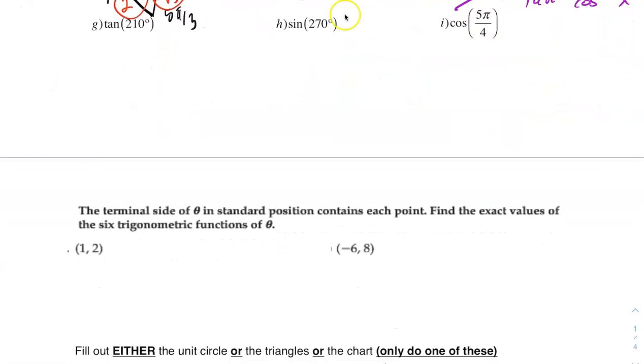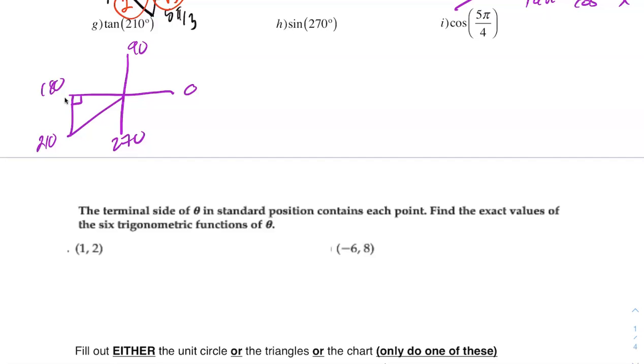Next one, tan of 210. So here's 0, here's 180, here's 270, 90. 210 will be over here somewhere. So between 180 and 270. Remember, all I care about is the angle. So you make a triangle here. Always go to the x. Find your reference angle. This is 210, that's 180, so that's 30 apart. Find the sides. This would be a 1, opposite 30. Hypotenuse is always 2. The missing side is rad 3.